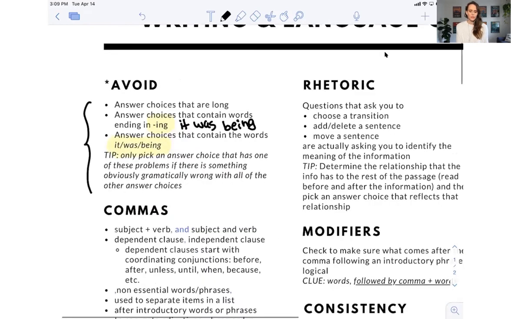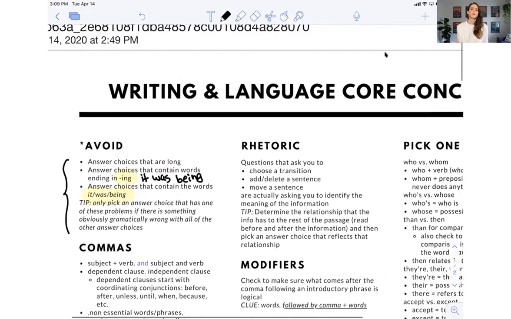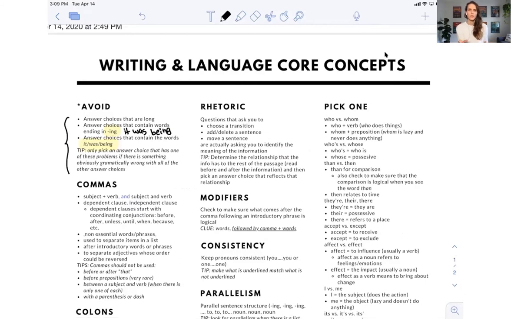Another thing that I just want to say right in the beginning about the writing and language core concepts: the way you want to approach this whole section is as if you are reading an essay in class for a peer editing assignment. And in case you were wondering, you should read the entire passage. You cannot only read the underlined parts, because they ask you meaning and rhetoric questions. For those types of questions, you have to understand the context within the passage.